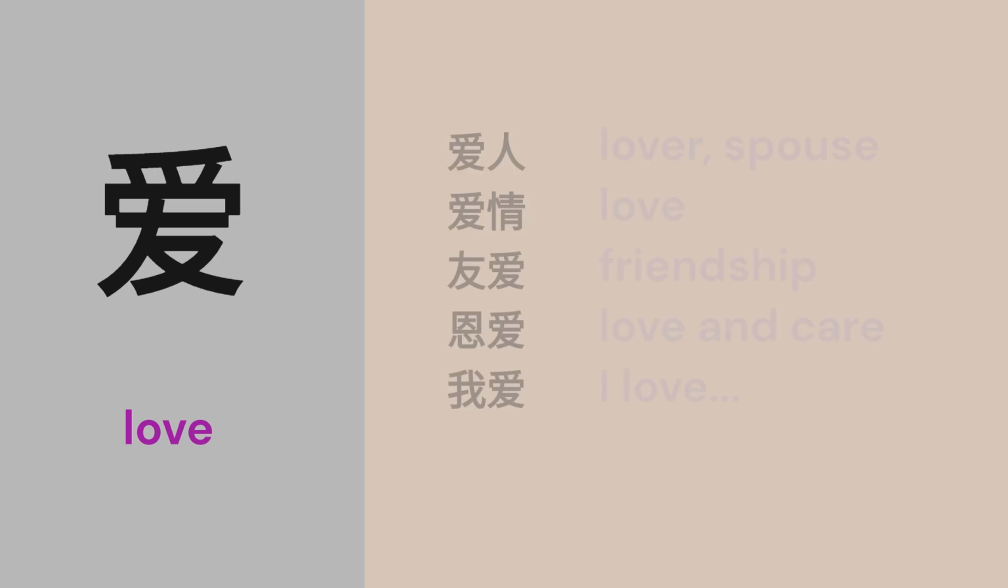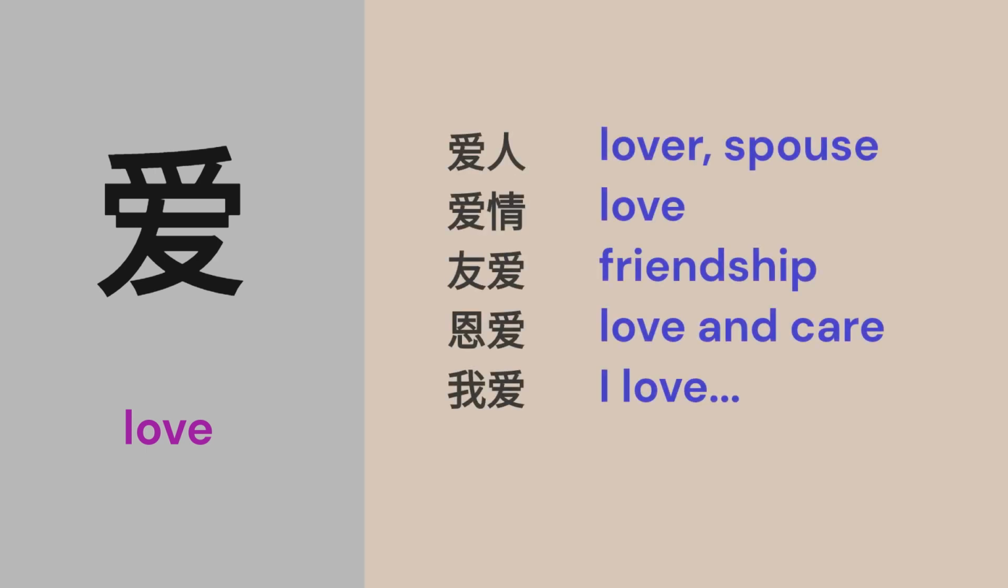For example, ai sounds the same as I in English. In Mandarin, you can easily learn these words: 爱人、爱情、友爱、恩爱, and 我爱 something, 我爱 somebody. Look, you also learn another two Chinese characters, 恩 and 我, which I will discuss later.